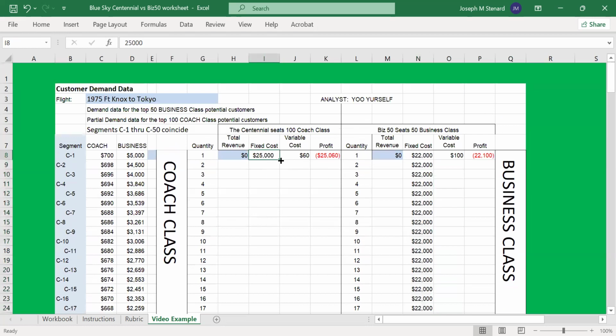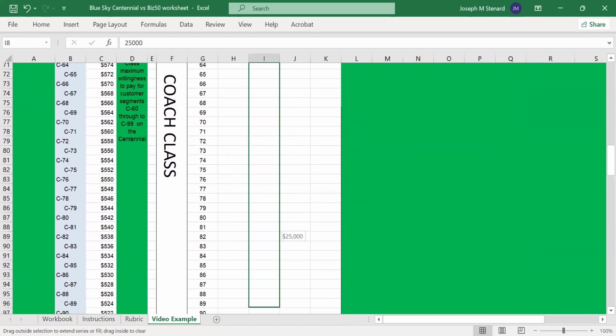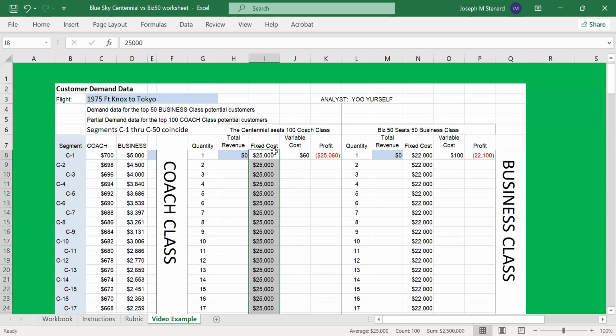And for the fixed cost on the Centennial, it's $25,000 no matter how many passengers they have. So that's always, we got some of the easy things out of the way. Right here, it looks like the variable cost on the Centennial is $60 per person.